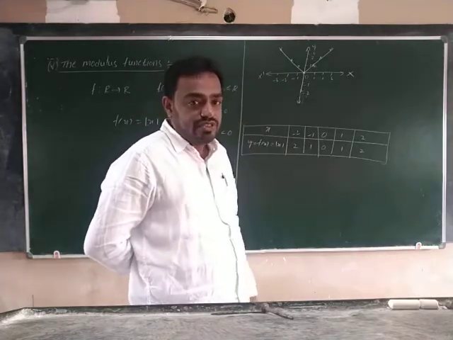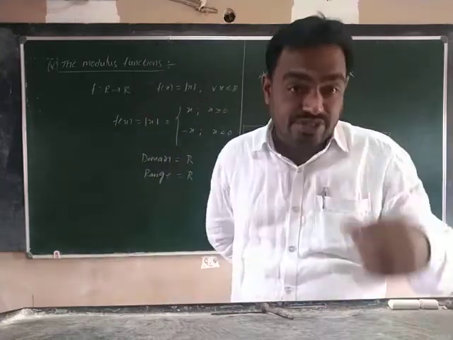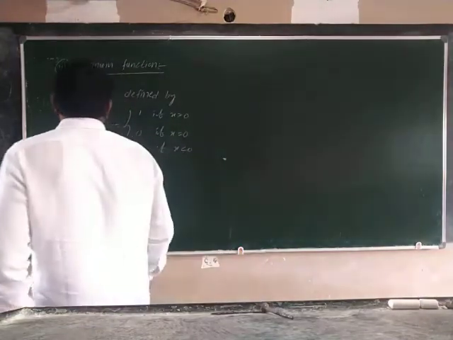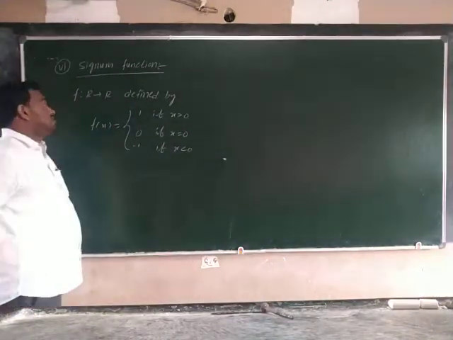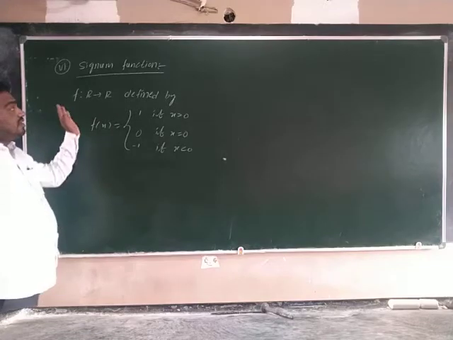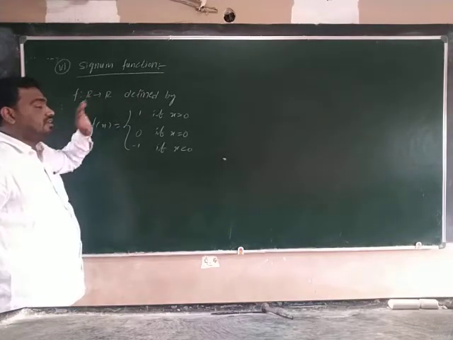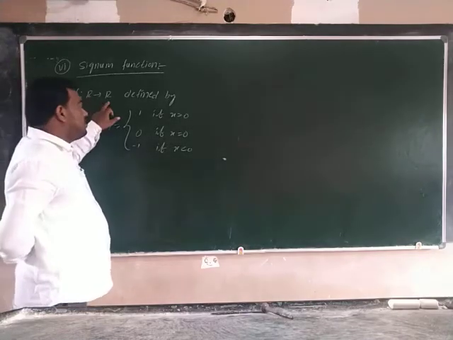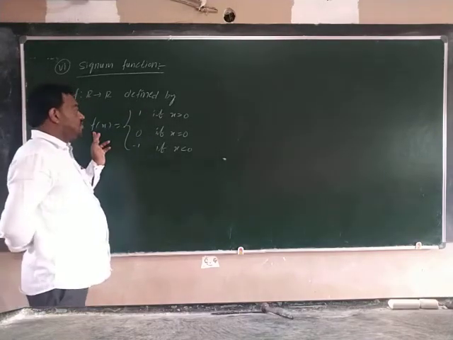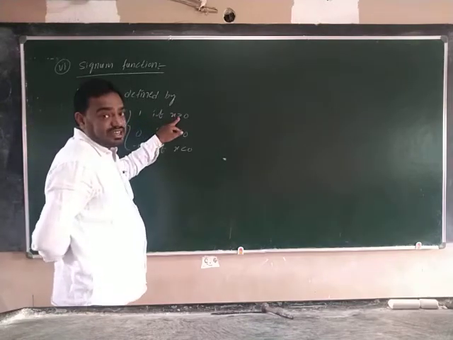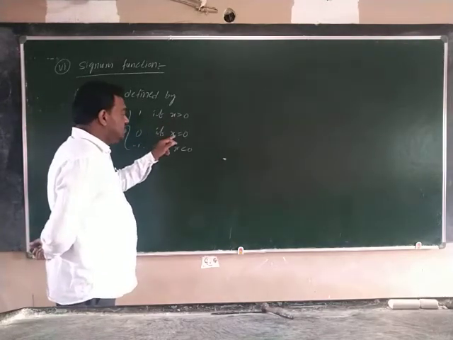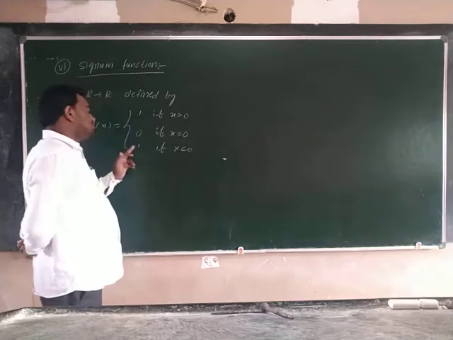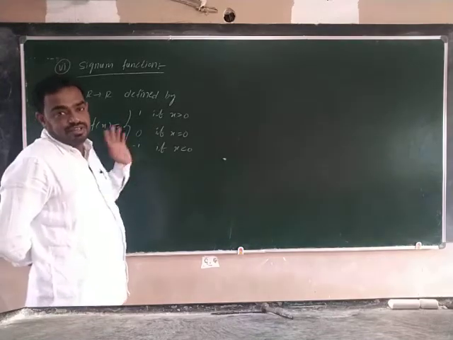Okay. Now coming to the sixth one, the signum function. The signum function is defined like this. You see, a function f from R to R defined by f of x is equal to 1 if x is greater than 0, if x is equal to 0, f of x is 0, and if x is less than 0, f of x is equal to -1, is called a signum function.